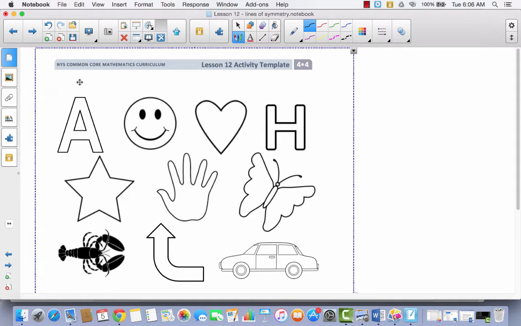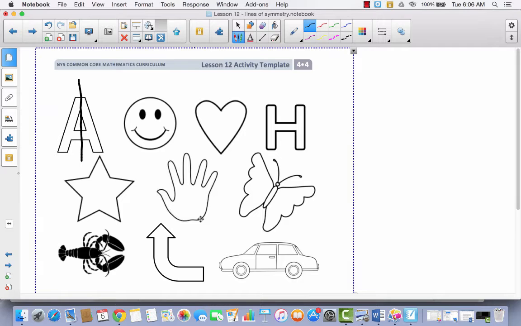Well, hopefully you said right here. If you cut out this A and you fold it in half, this side would match up perfectly with this side. I want you to go ahead and finish this row. As a matter of fact, just go ahead and take a look at every shape on this activity template and think about where could you draw a line of symmetry, and can you draw a line of symmetry? There may be some that do not have a line of symmetry. And then I want you to come back and we will go over it together.